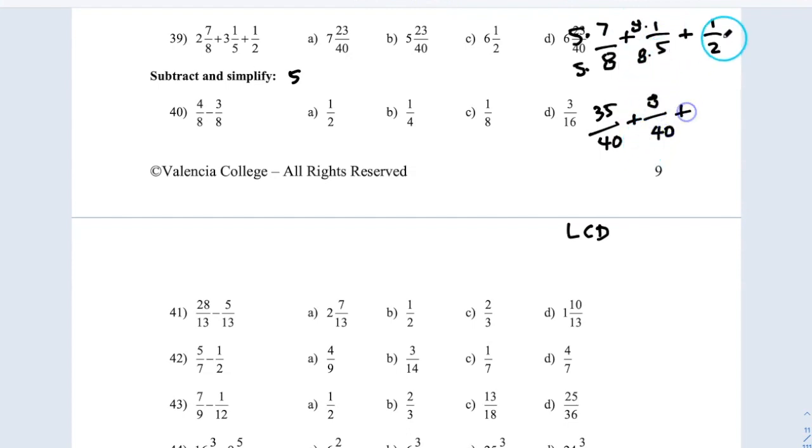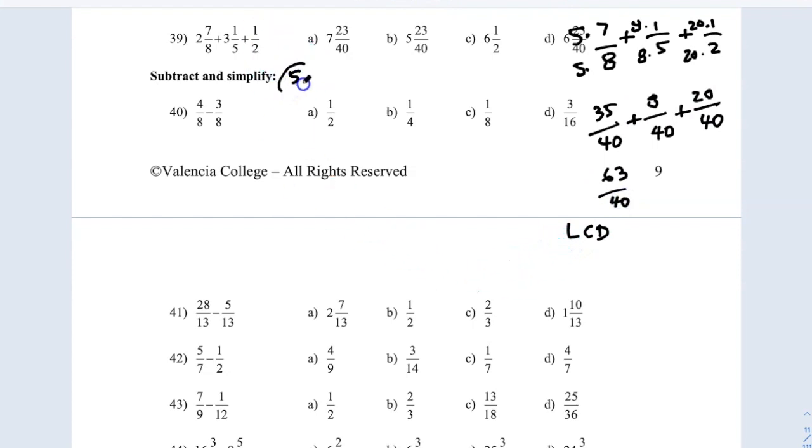If you notice, I haven't touched the last one. My denominator is 40. I have a 2. By what number do I need to multiply the 2 to get 40? That's right, by 20. 20 times 1 is 20, and 20 times 2 is 40. And now I have the same denominator. I add the numerators. 35 and 8 and 20. So 35 and 8 is 43, and 20 is 63 over the same denominator.